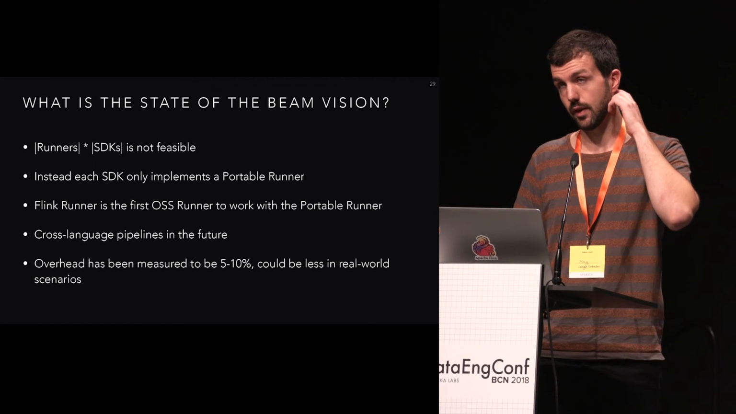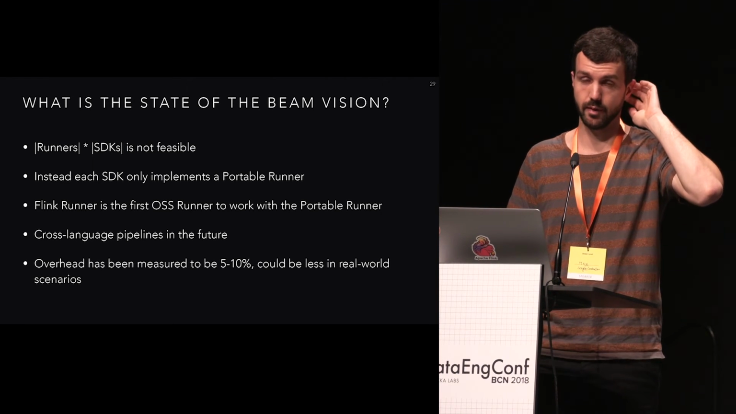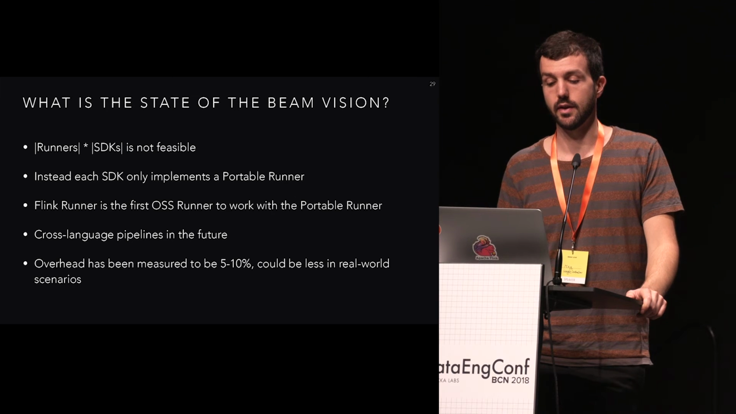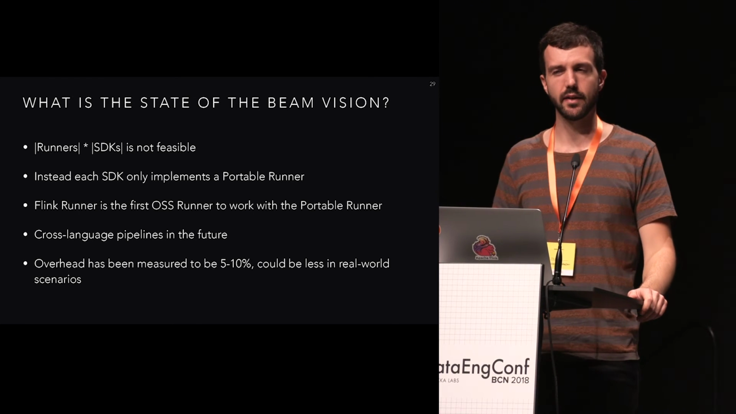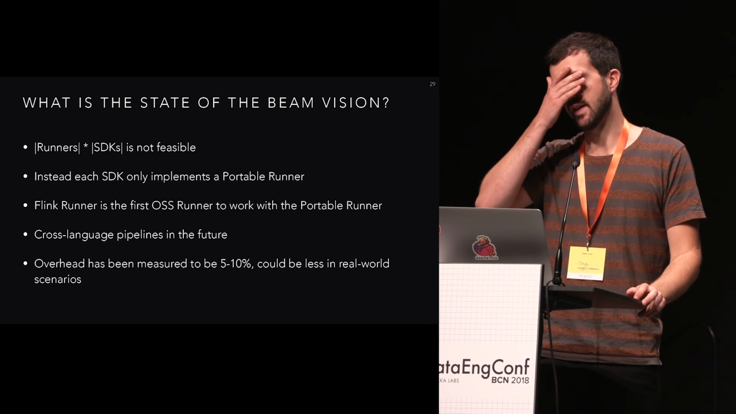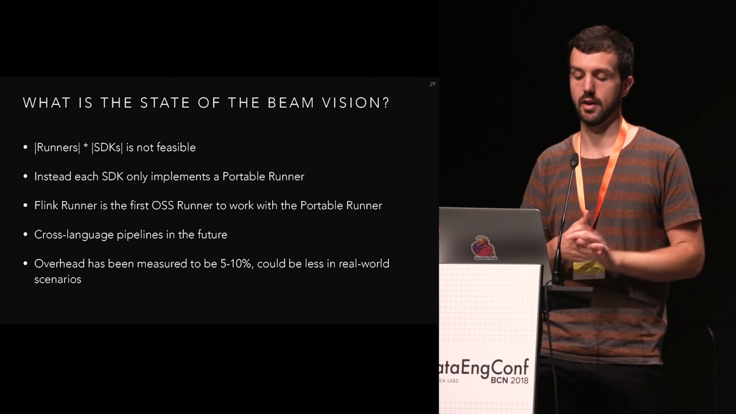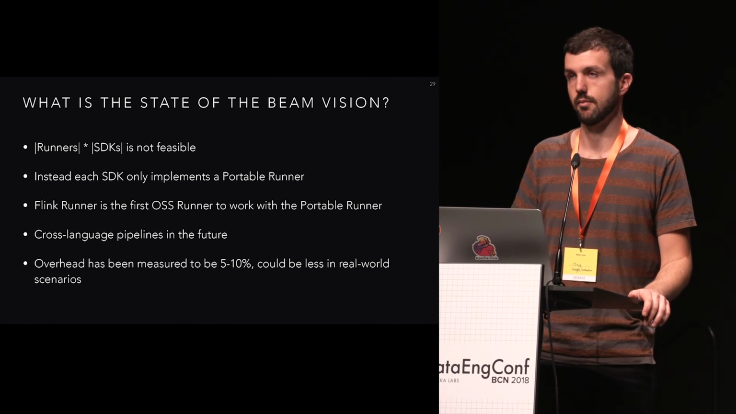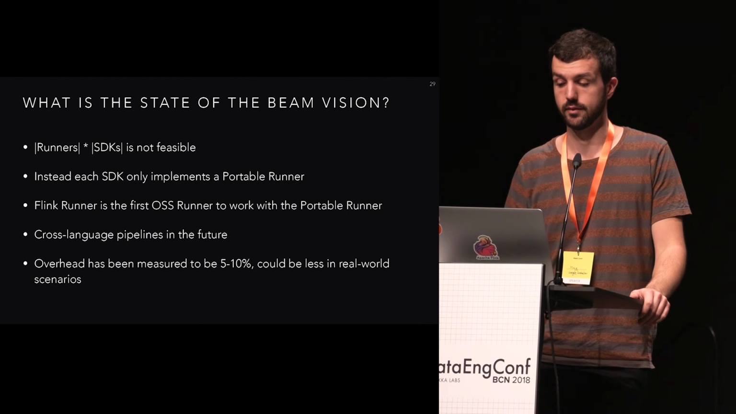There's some overhead to it, of course, because we have to send data to these containers, which involves some serialization. We did some measurement, and it was between 5 and 10% overhead. But actually, it could also be zero. It really depends on your pipeline. I think it's definitely worth the trade-off. That said, there will also be a way to still directly execute, for example, a pure Java pipeline, for people who really want to leverage all the performance and not go through that portable way.